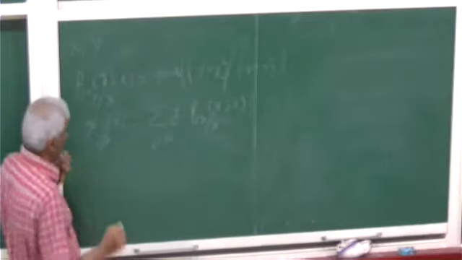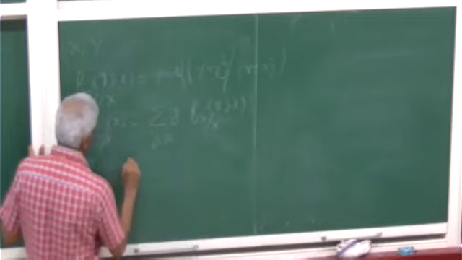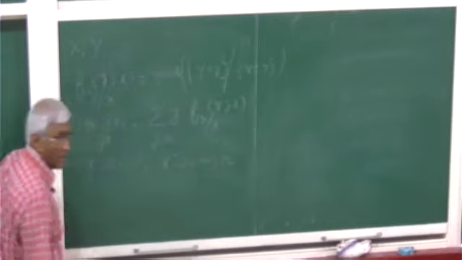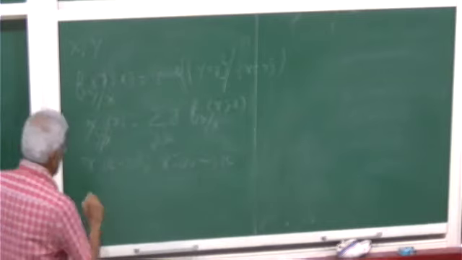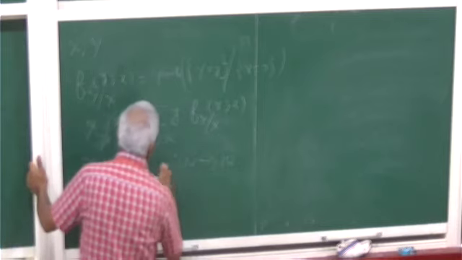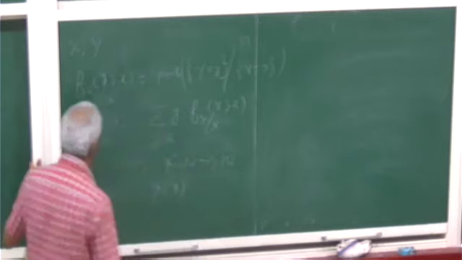Now, this chi is a function from R to R, and X is a function from omega to R. Now you can compose these two functions. And E of y given x is just this chi of x.